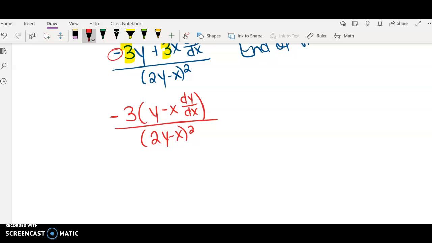All right, now here's the problem. I have my second derivative, but I don't have it solely in terms of x and y. I have a dy over dx right here, so I need to get rid of that. I need only terms of x and y. I do not want to see that dy over dx.